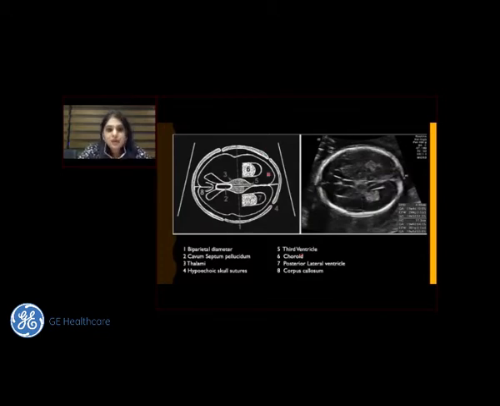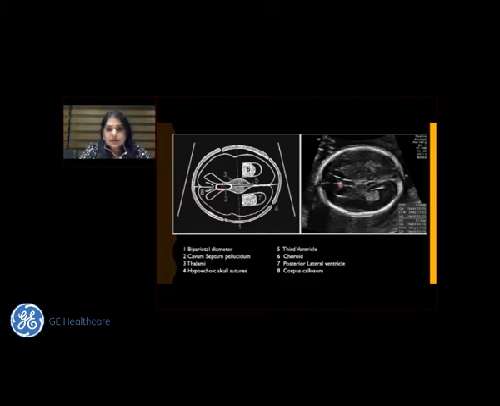Now, this is the plane you require to measure a good biparietal diameter. Biparietal means starting from outer edge of the bone here to the inner edge here. This is the biparietal diameter. And how do you get this plane? This is a diagrammatic representation.